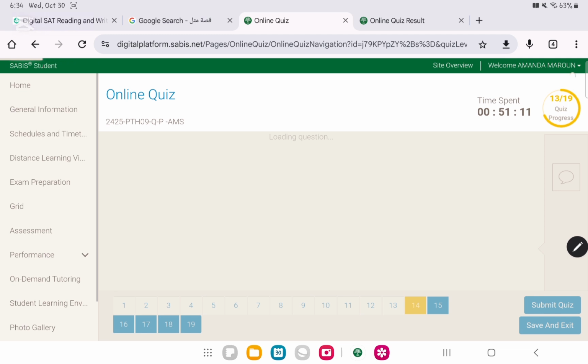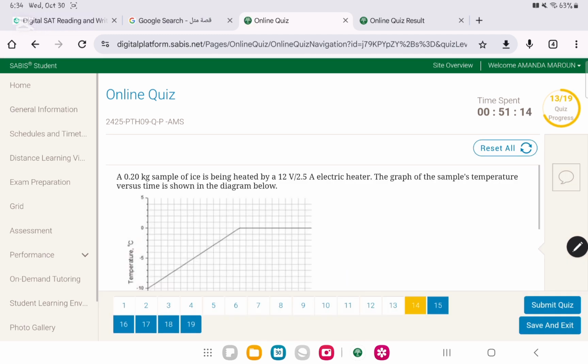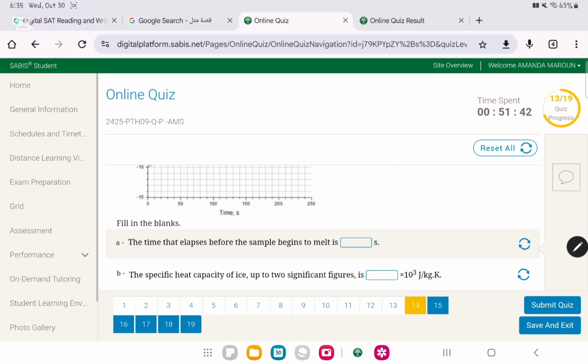Now we proceed to question number 14. Here we first have mass. This is our mass in kg. Then we have our voltage and we have our I, which is the ampere or the current. Then they gave us a graph of the sample's temperature versus time. We go down. They told us about the time that elapses before the sample begins to melt.